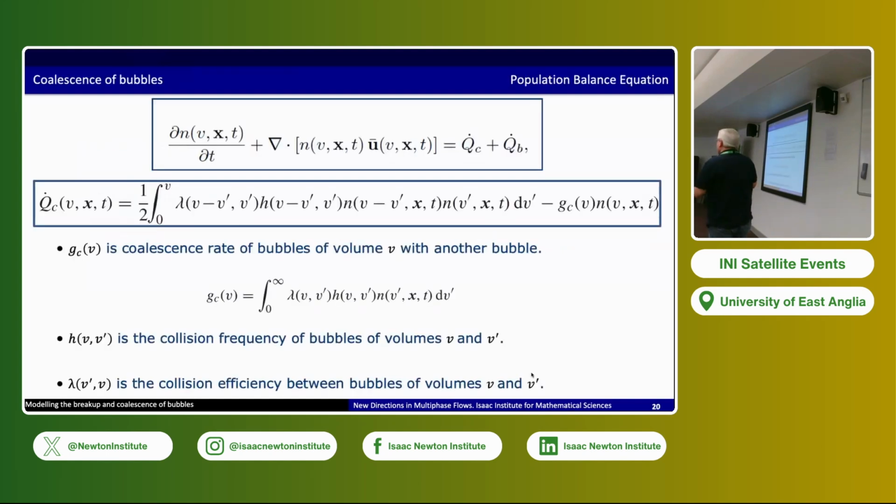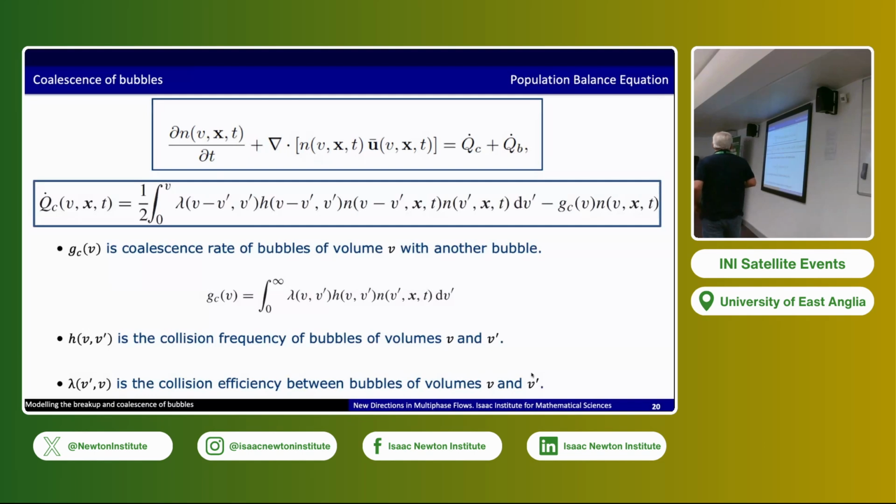Let's go now to the coalescence model, or the coalescence frequency of bubbles. As I said before, the coalescence rate depends on the coalescence frequency, the collision efficiency, and the collision frequency, and this is what we try to model to be able to integrate this equation.